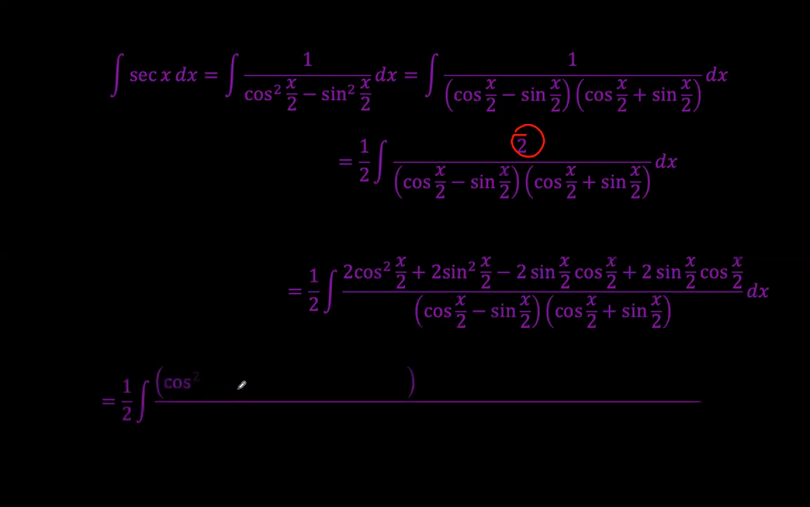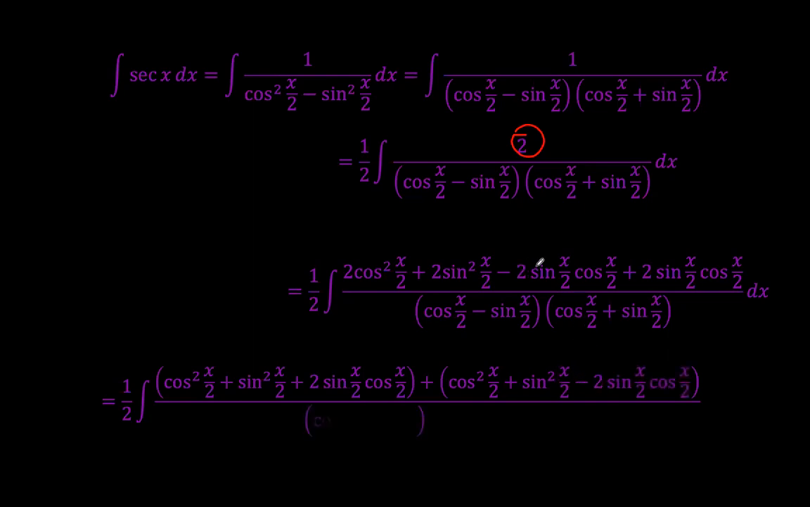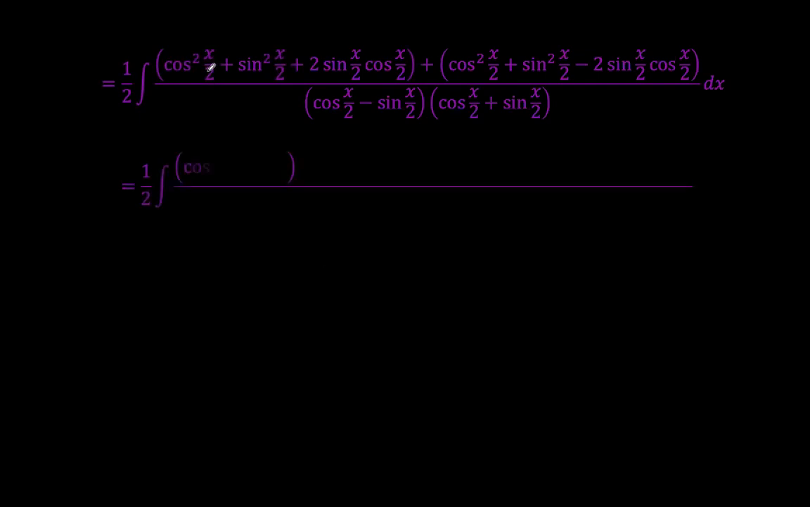And so we have a half, and then we can bunch the first cosine squared x over 2 plus sine squared x over 2 with the plus 2 sine x over 2 times cosine x over 2, and then plus the second cosine squared x over 2 plus sine squared x over 2. Then we bring the minus 2 sine x over 2. Now, this is interesting. So we can now distribute things in the numerator, because this is the same as cosine x over 2 plus sine x over 2 squared.